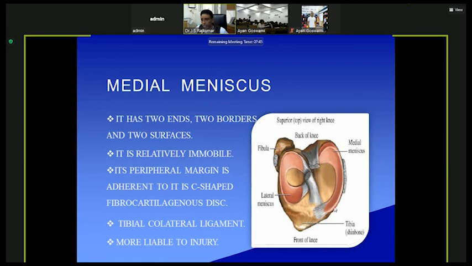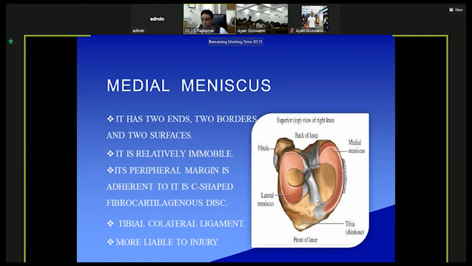I'm saying this just in case you have a specimen. And if you see, this is the back of the knee. You can see that the tibia, the shin bone, is here. So this is the front of the knee. So this is the posterior cruciate, anterior cruciate, meniscus, and fibula. So the medial meniscus has two ends. It's like a C-shaped fibrocartilaginous disc and closely attached to the fibers of the medial collateral ligament.